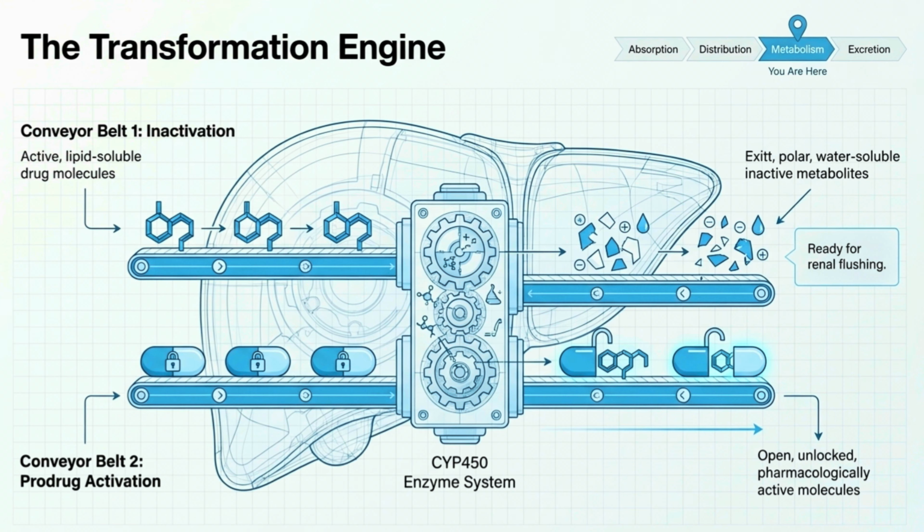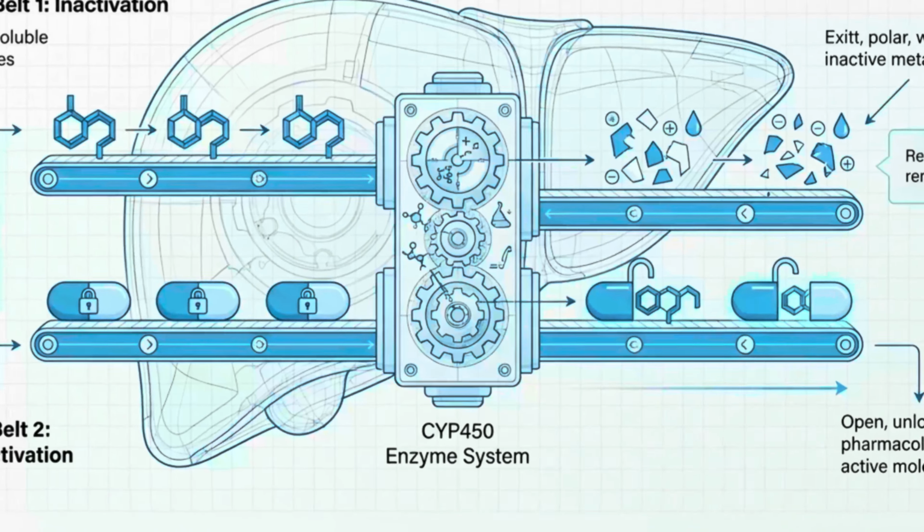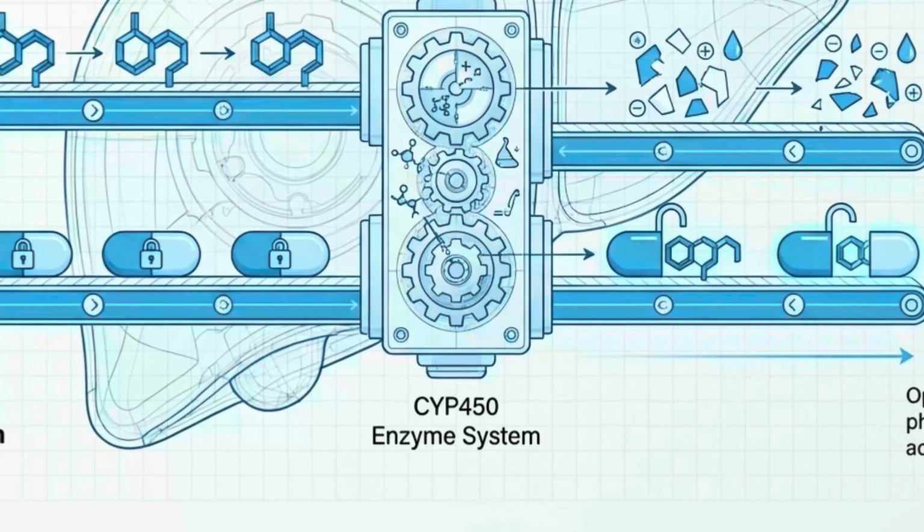But remember, the kidneys can only flush out things trapped in water. If a drug is highly lipophilic, meaning it loves fat, the kidneys can't grab it. It has to be sent back to the liver's chemical chop shop, specifically to a massive piece of machinery known as the Cytochrome P450 enzyme system.